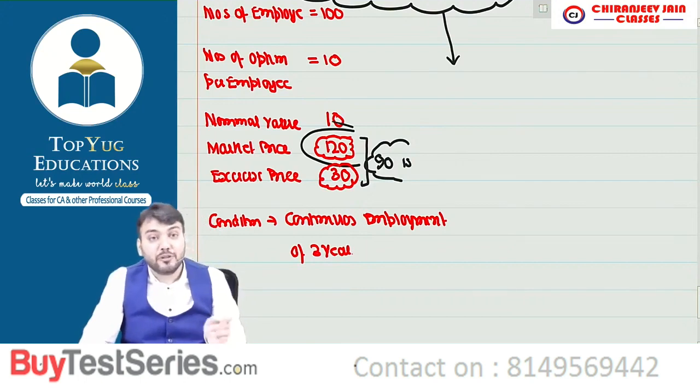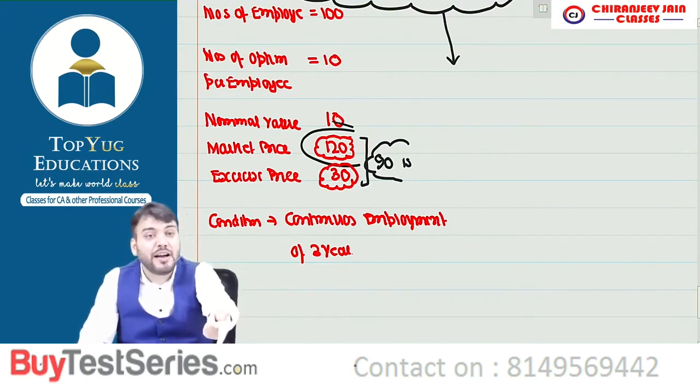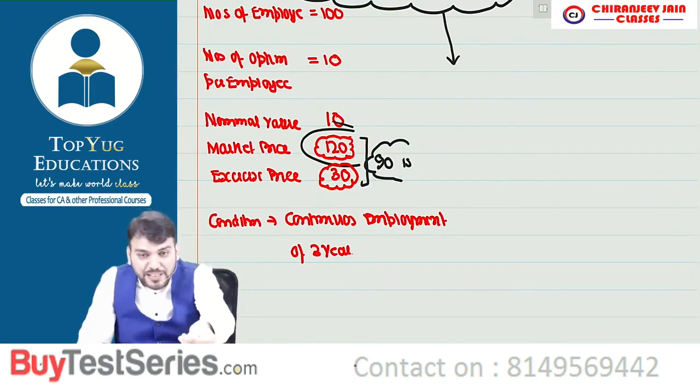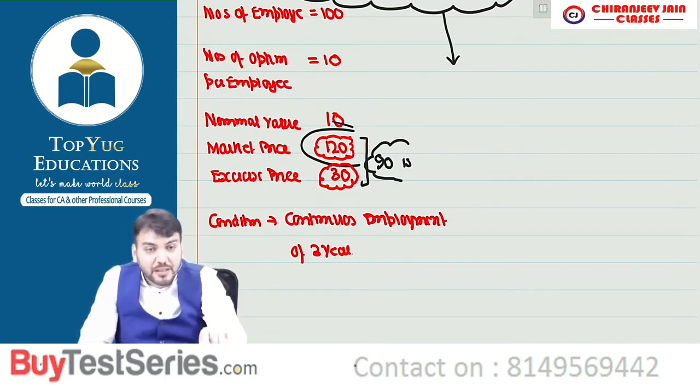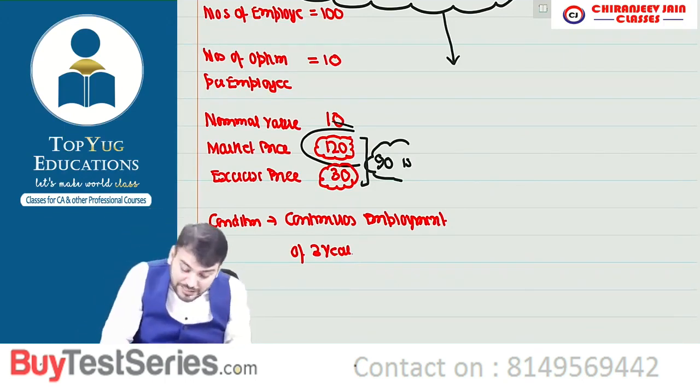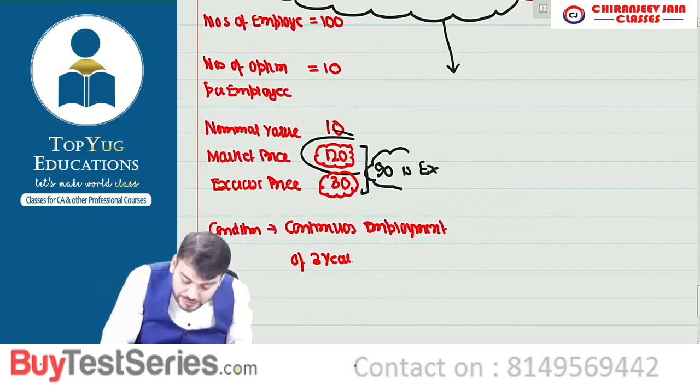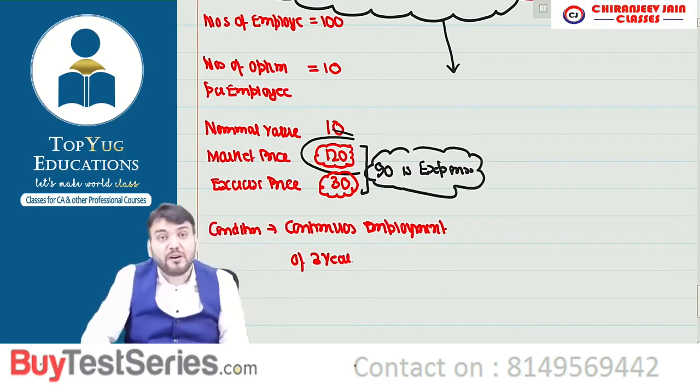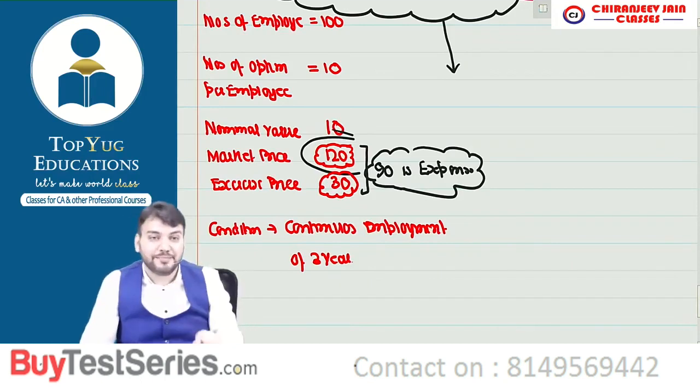This 90 is not discount, because when you are saying discount it is not recorded. If trade discount is there, we never record it. So this 90 is not discount, this 90 is expense, and this expense will be recognized for which benefit will be received during the vesting period.